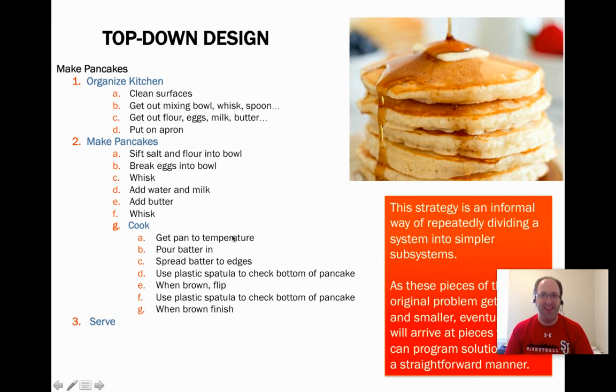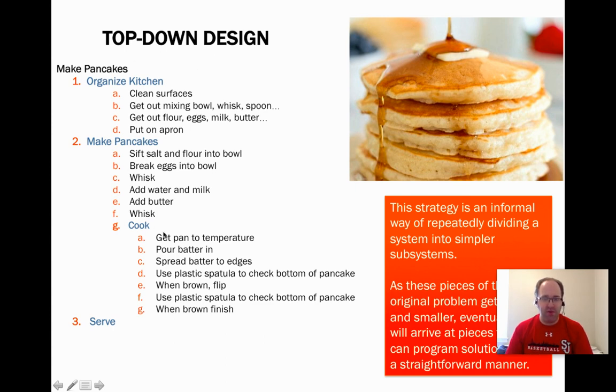And text is getting smaller, right? So in the cook method, or the cook function, these are the steps on how to cook pancakes. Get the pan to temperature, pour the batter in, spread the batter, use the spatula, check the bottom, when brown, flip, etc. So if we looked at this, here are the different parts about making pancakes. This is called top-down design, where we're going to divide a system into simpler subsystems. We're going to divide a large task into simpler subtasks.